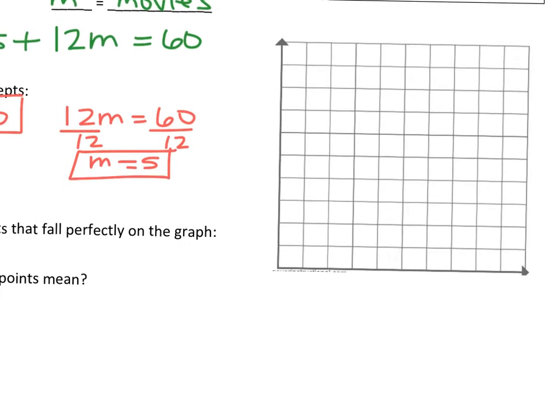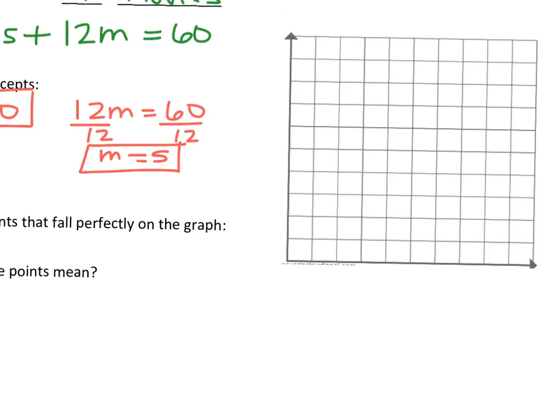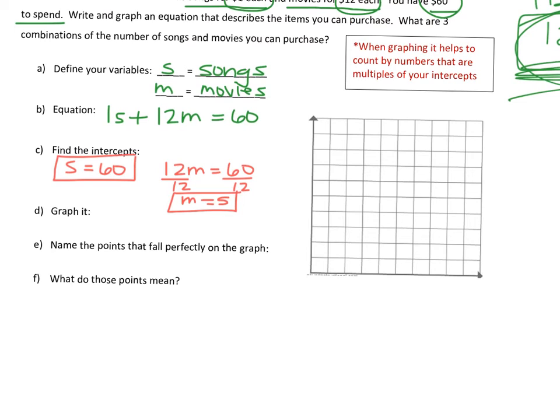So now it says to graph it, and here's where it gets a little bit tricky. We need to set this up so that it makes sense with the numbers we have and that our things are gonna hit on the graph. We're gonna treat this like our X and this like our Y. So this is gonna be our songs. This is gonna be our movies. If you count by something that helps you get to your intercepts and makes sense with the numbers that we had to start with, your life is much easier.